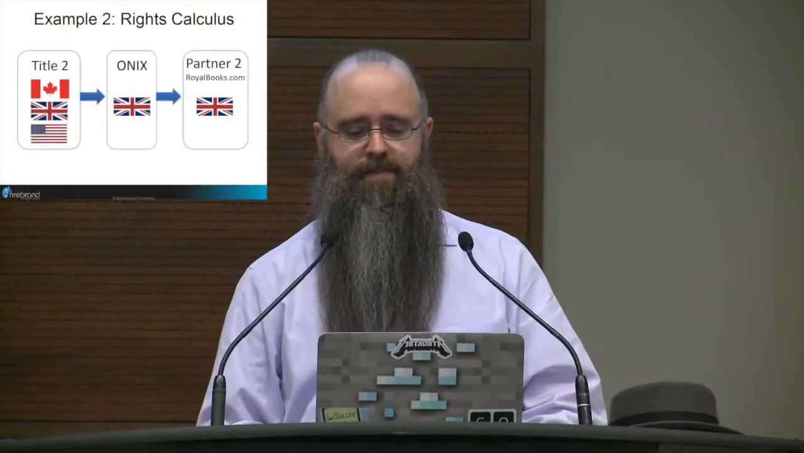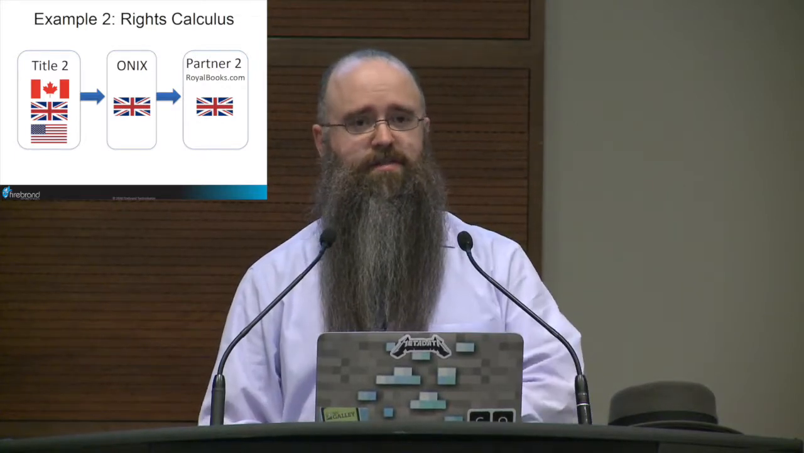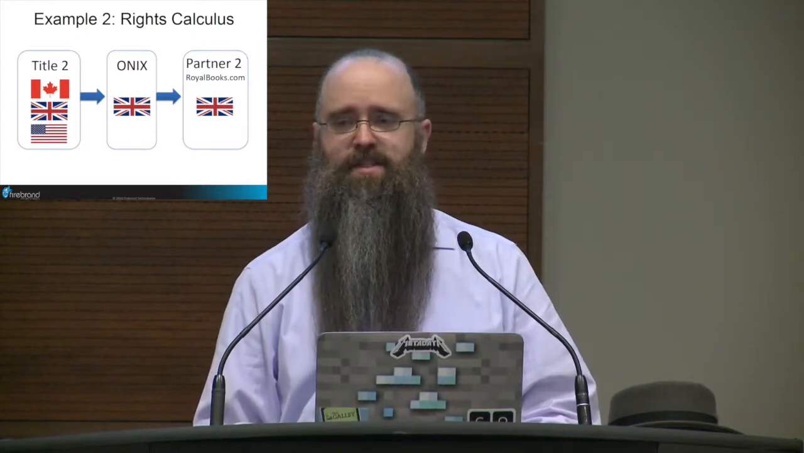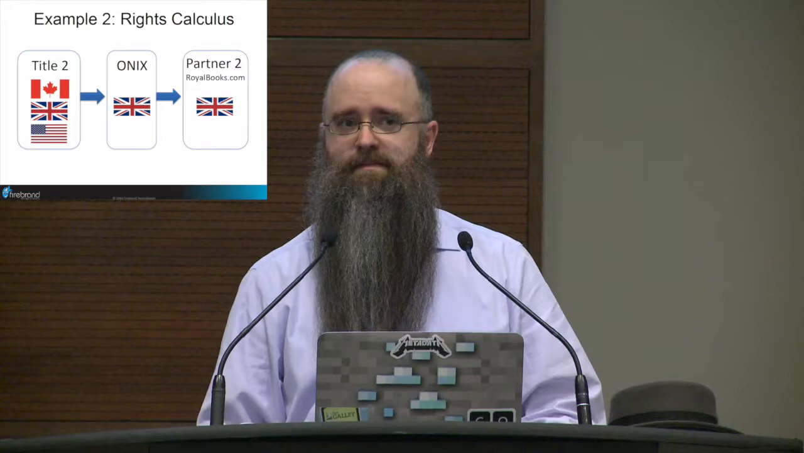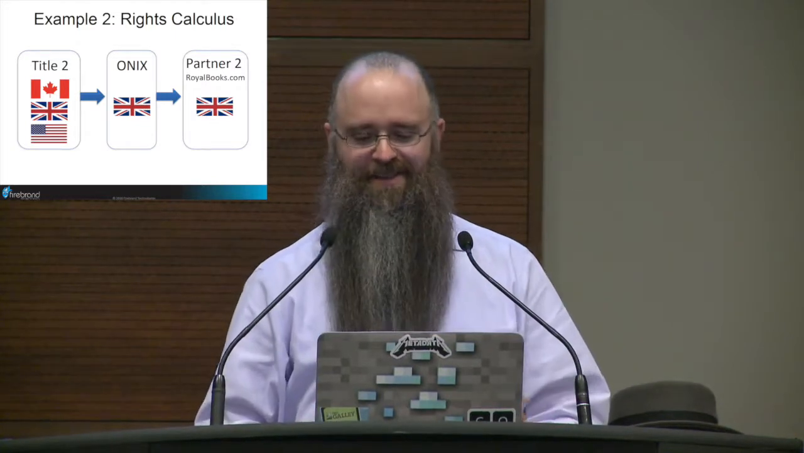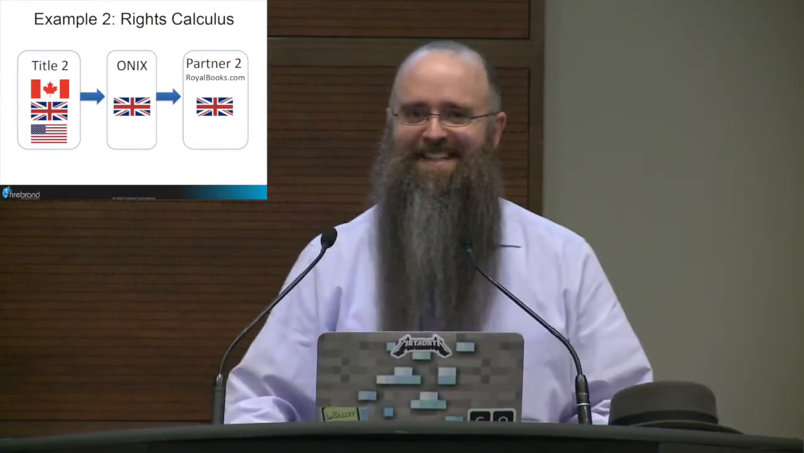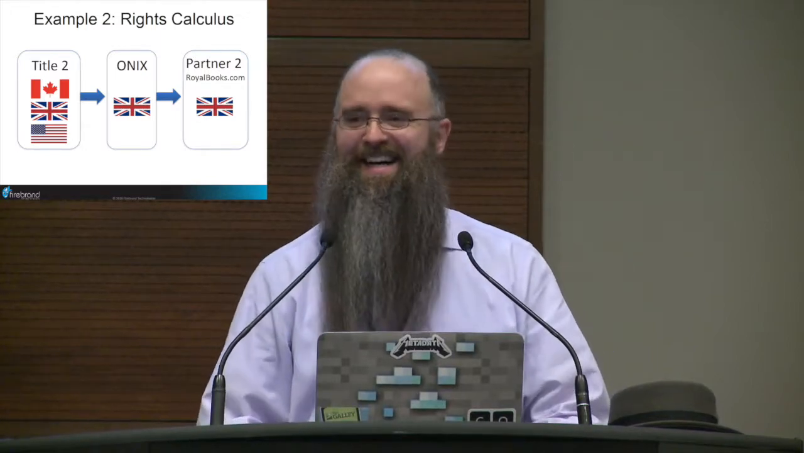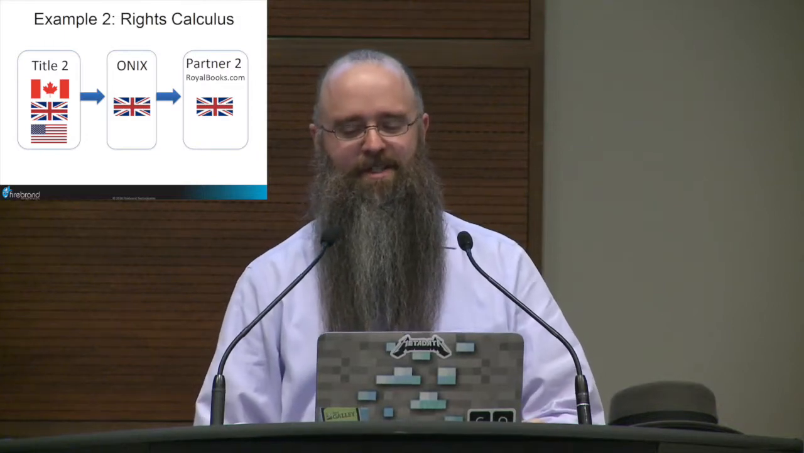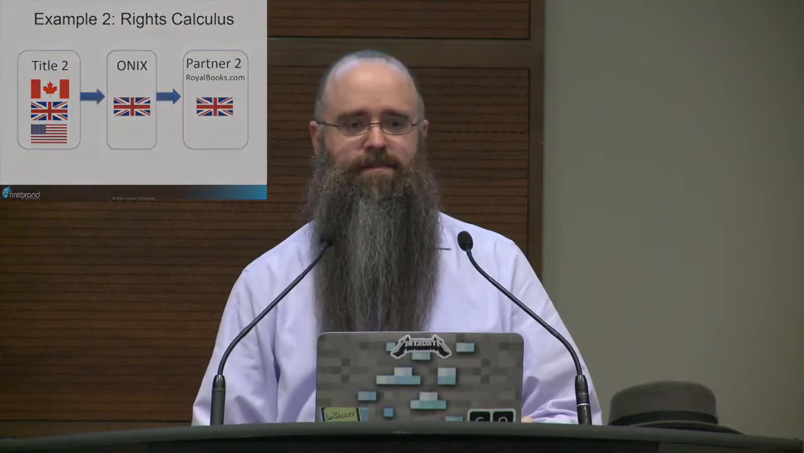Another example. You have the title rights in Canada, the UK, and the US. Royal Books, your partner, has rights in Australia, the UK, and New Zealand. Where's the intersection? Anybody? UK. The UK is the only intersection. You do want to give them the information. Sorry, calculus, it's a little hard, huh? So you do want to give Royal Books your title information, but you want the metadata rights statement in the Onyx file to only say UK.